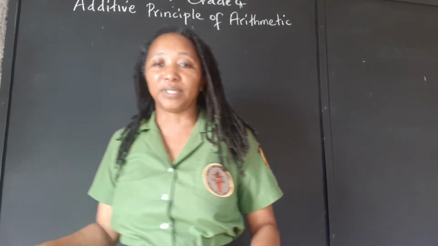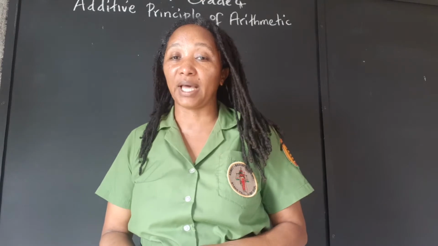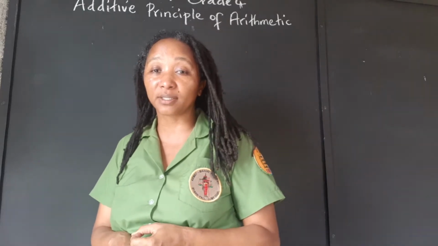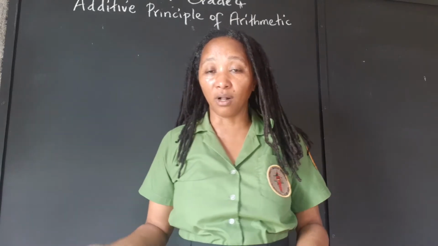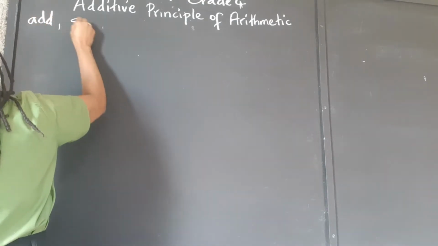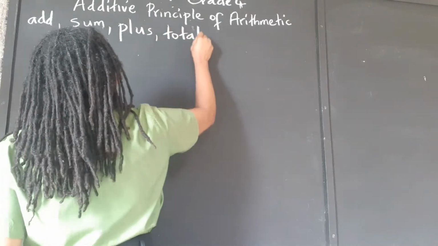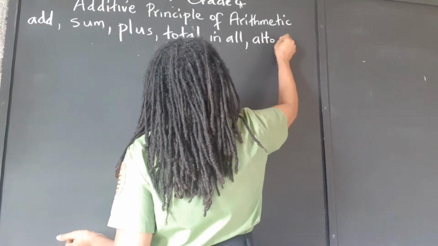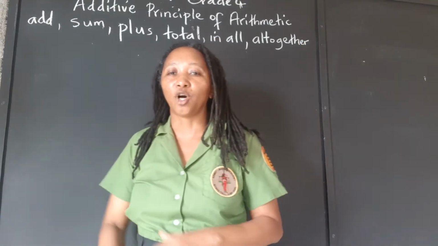How do we know when we're supposed to add? Normally, if you're doing a worded problem and you see words like add, or find the sum of, plus, how many are there in all, total, all together, those are keywords that tell you to add. So we have add, sum, plus, total, in all, together. Right. How many are there all together?